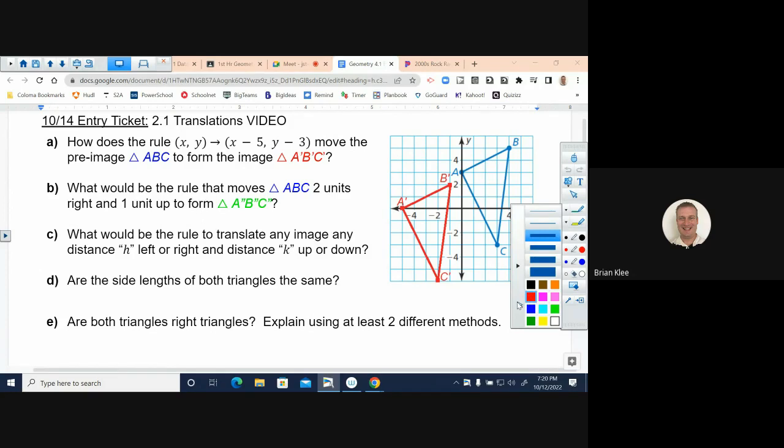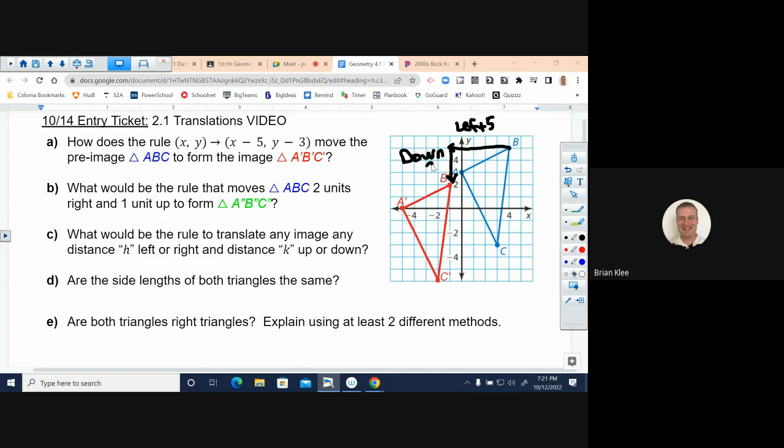Okay, so our learning target to start off this unit is translations. What you should see on the diagram is triangle ABC. If I pick a point on triangle ABC, the blue triangle, all the points have moved. That looks like left 5 and down 3.